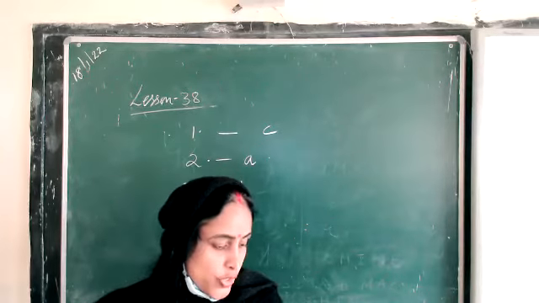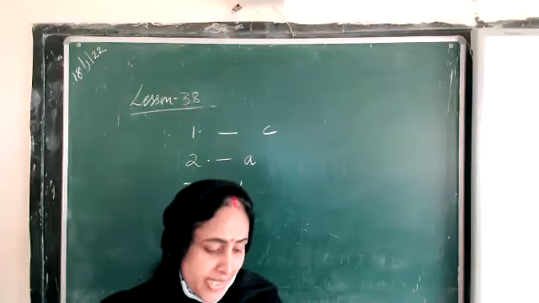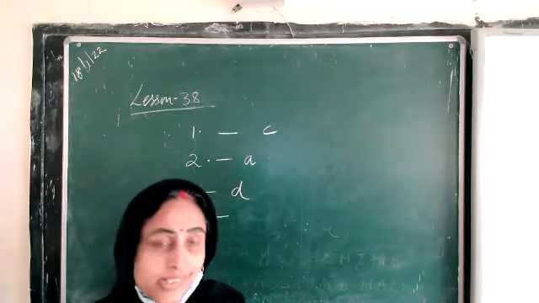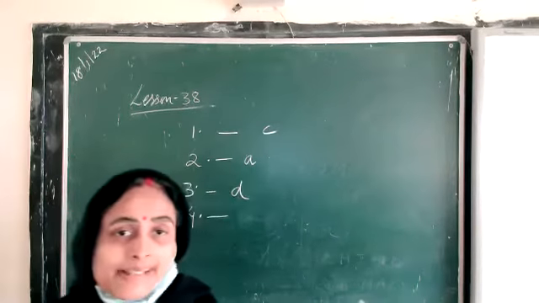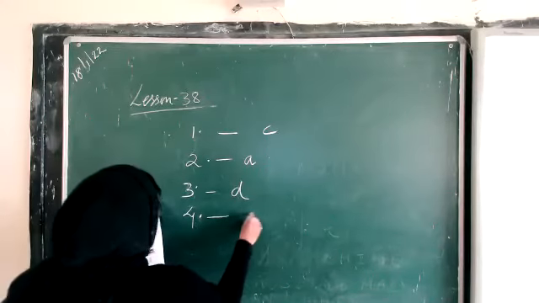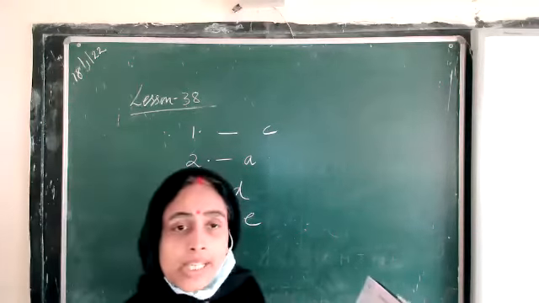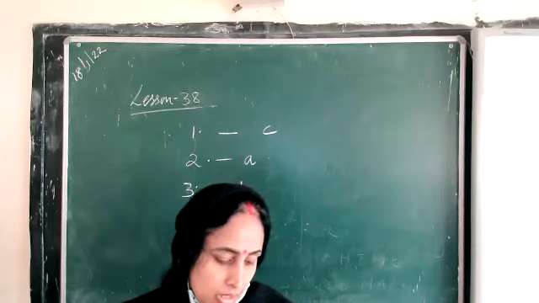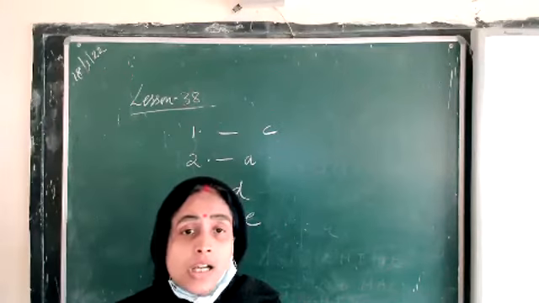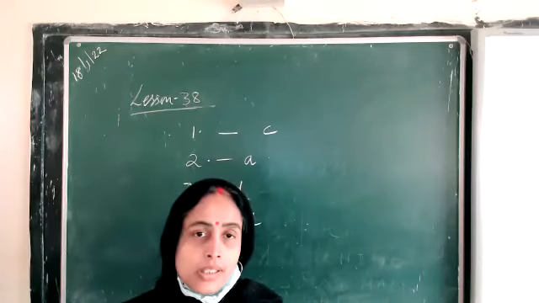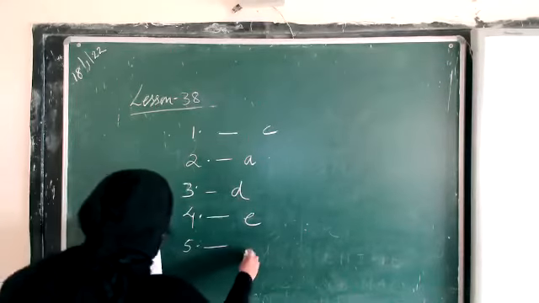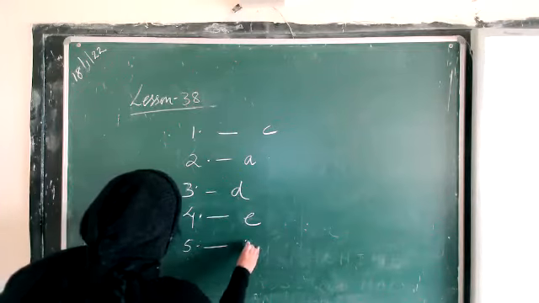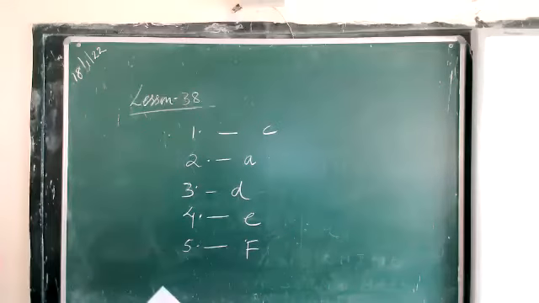Fourth one, John Shepherd Barron. What has he invented? Automated teller machine. That is ATM, correct? So that is fourth, you can write E. Now fifth one, Martin Cooper. What has he invented? Mobile phone. Just write that here. Correct?